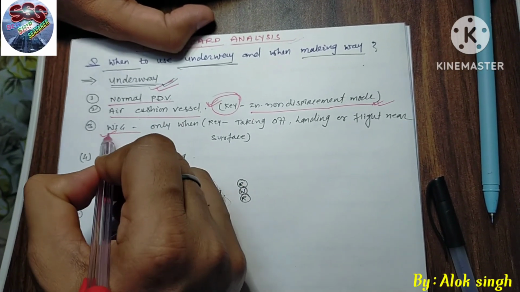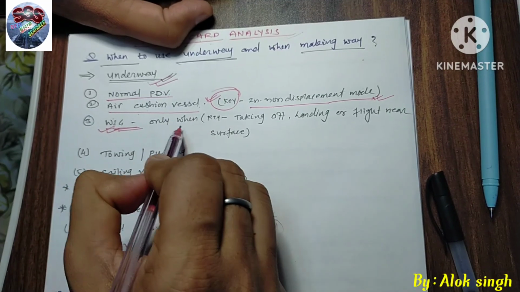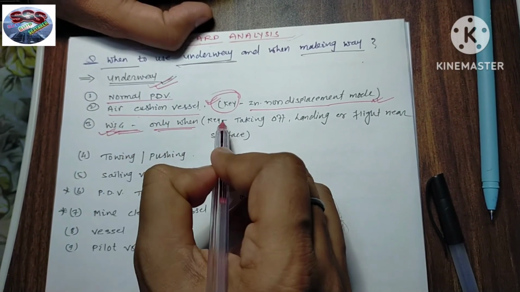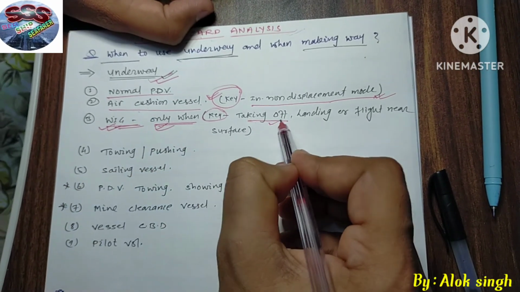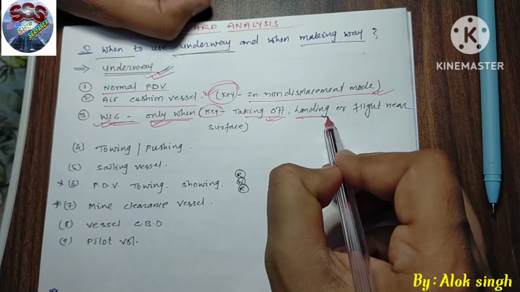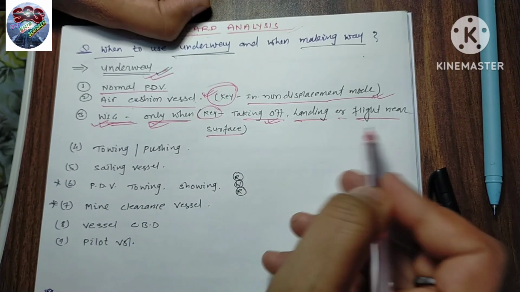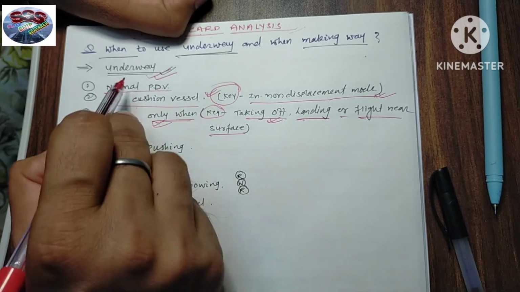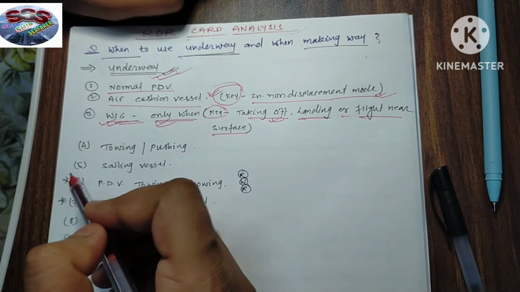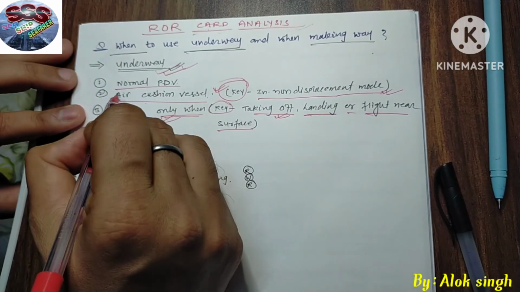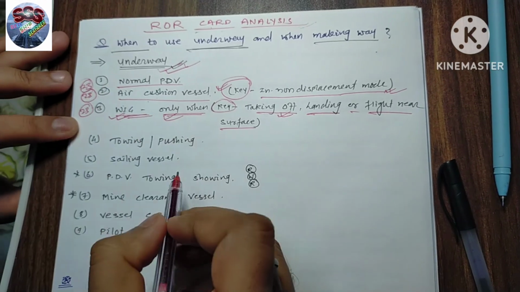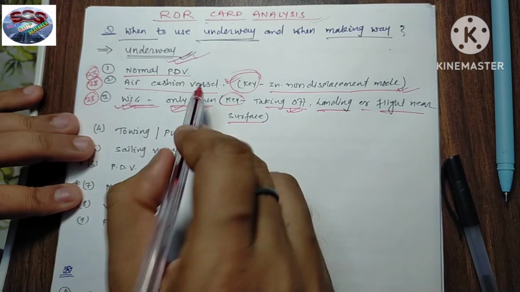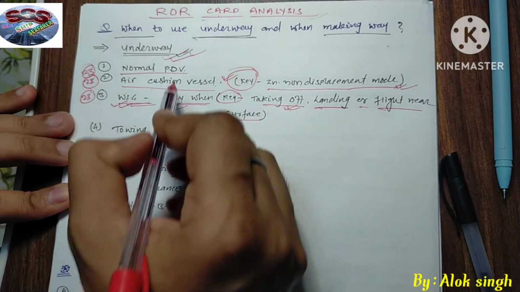The second one, which also comes under Rule 23, is the WIG craft. Here the keyword is: only when taking off, landing or in flight near the surface do you use WIG craft, and in that condition it will be underway. If I segregate this, this is Rule 23 and this is also Rule 23, and whenever there is Rule 23, we say underway.